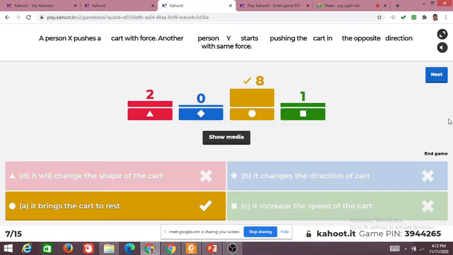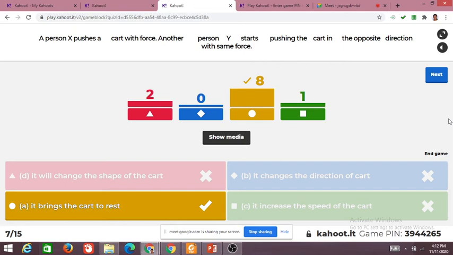Yeah, 8 have answered it correctly. It brings the cart to rest. So 2 have answered that it will change the shape of the cart. How do you think it will change the shape? See, a person is pushing the cart. Remember our box and A and B. I showed you a picture in the beginning of today's class before this quiz. So there, two persons are applying force, and now they are applying equal force from opposite directions. So the net force will be zero.